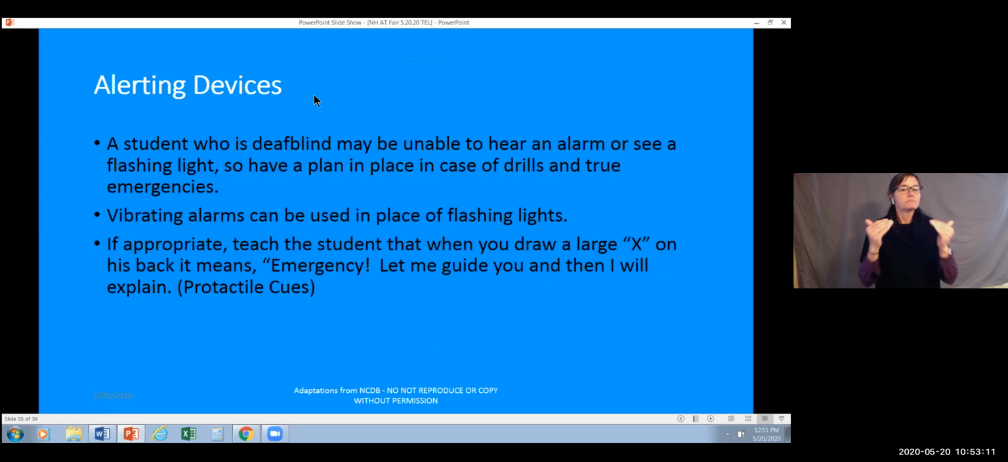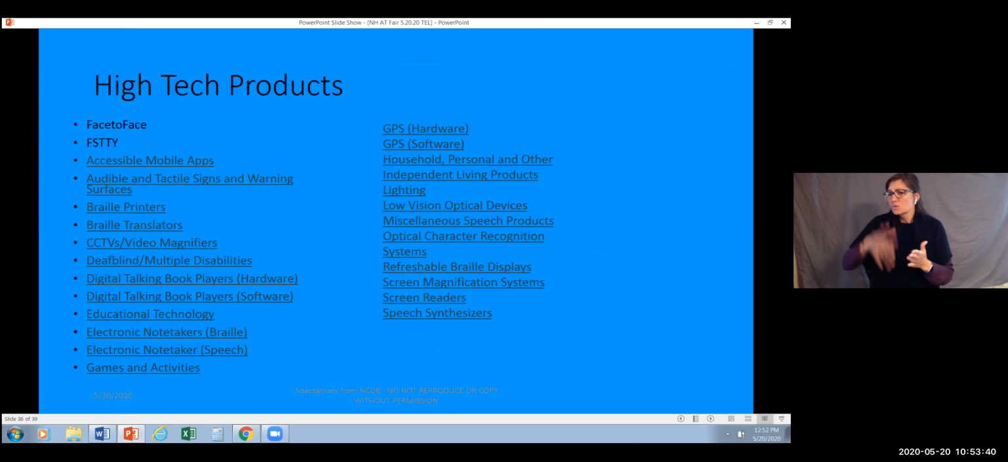And alerting devices. I just wanted to mention that with alerting devices, a lot of our students have limited living options, residential options, if they're not able to exit a particular home or living situation. So there are a lot of alerting devices out there that can really help support students' independence as they're maturing. Certainly, I think it's important for all high schoolers to have this within their IEP.